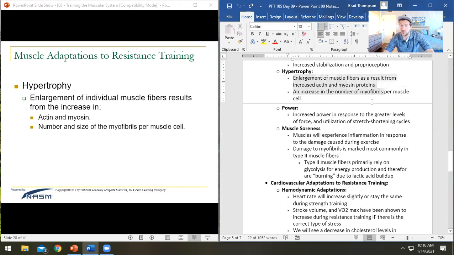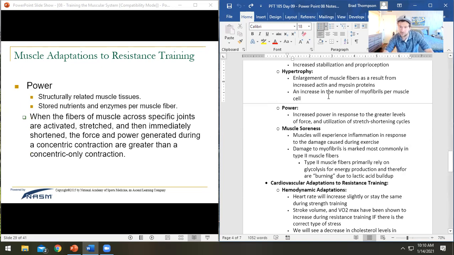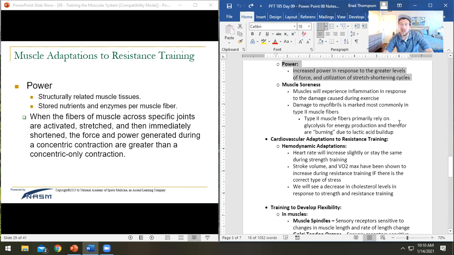Obviously, you are going to enlarge your muscle fibers by generating more actin and myosin proteins. Your muscle fibers will grow. Well, remember, those are your muscle cells. So guess what? You've got bigger muscle cells. Bigger muscle cells translates to bigger muscles. Shocker of the year, right? So an increase in the number and size of your myofibrils, that's the actin and myosin, results in a larger muscle cell.